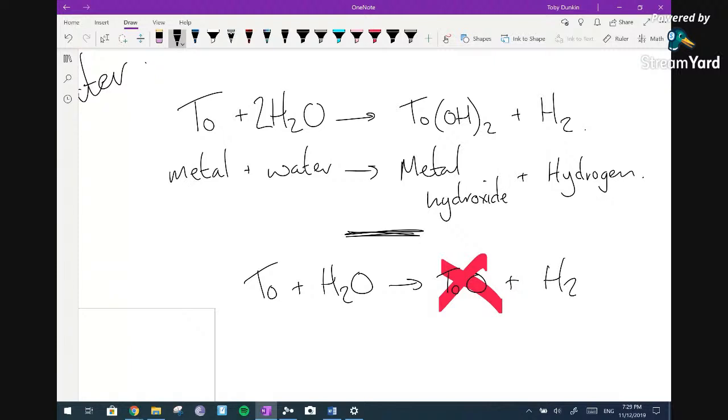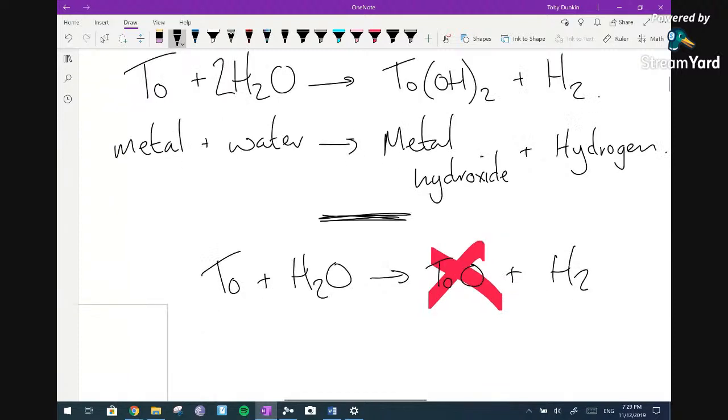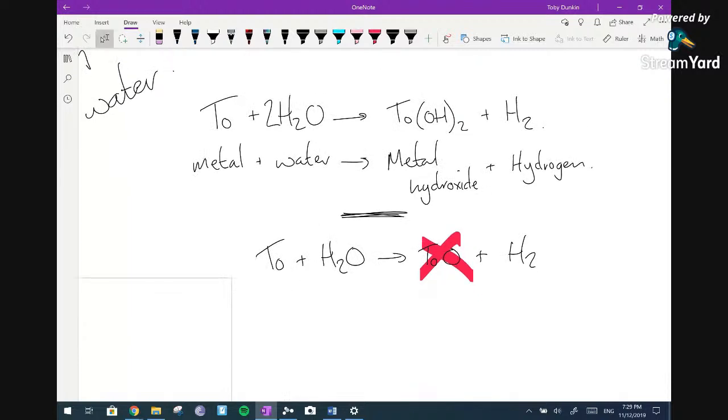Hydroxide. Thank you. Metal hydroxide. I know, I caught it when Sian did it. I looked back. Thank you very much. So, you don't get the metal oxide with reactions with water. You form the metal hydroxides.